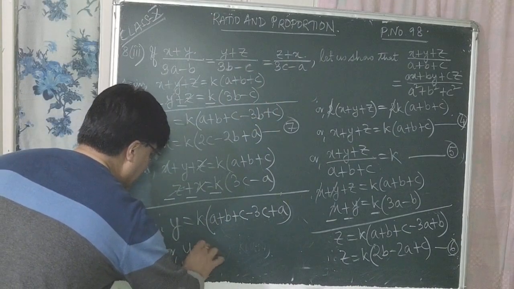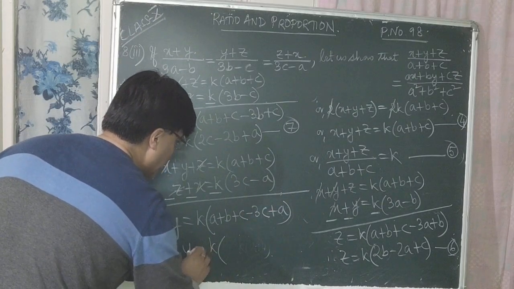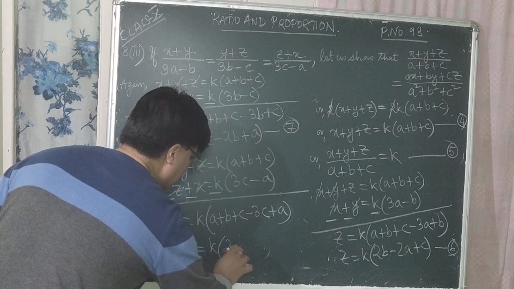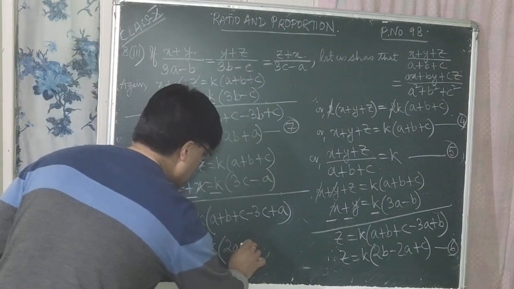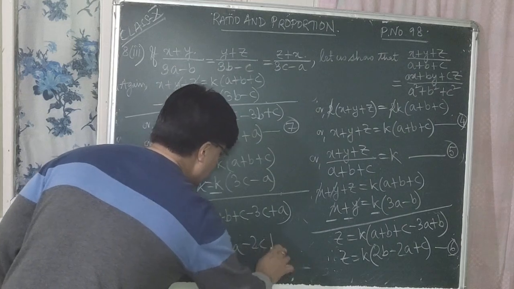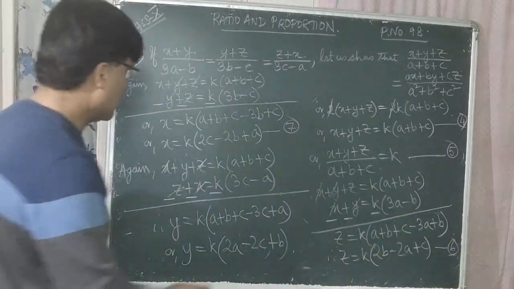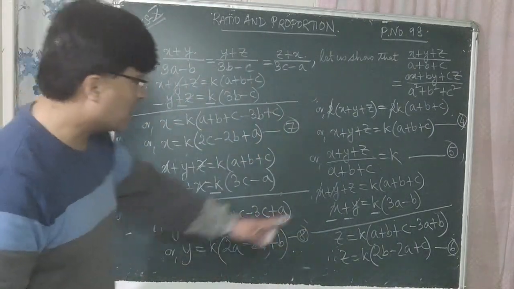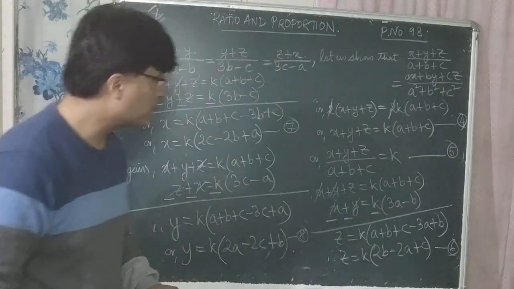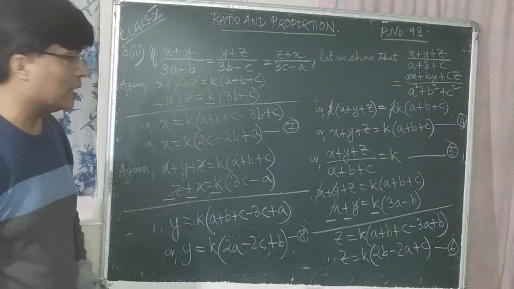Or y is equal to k into, let us write a plus a, 2a. Minus 3c plus c, minus 2c, and this is plus b. So we get the value for y. Let us mark it number 8. So in number 6, we get the value for z. In number 7, we get the value for x. And in number 8, we get the value for y.